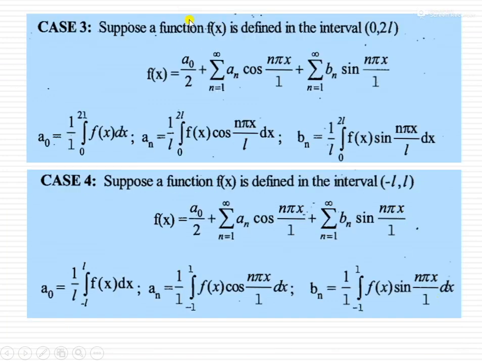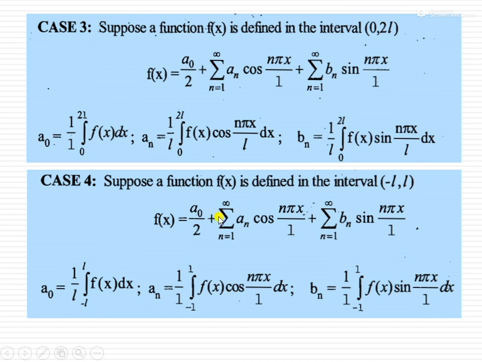And case 3, if the function is defined in the interval 0 to 2l, then the Fourier series f of x equal to a0 by 2 plus sigma n equal to 1 to infinity an cos n pi x by l plus sigma n equal to 1 to infinity bn sin n pi x by l, where a0 equal to 1 by l integral 0 to 2l f of x dx, and an equal to 1 by l integral 0 to 2l f of x cos n pi x by l dx, and bn equal to 1 by l integral 0 to 2l f of x sin n pi x by l dx.